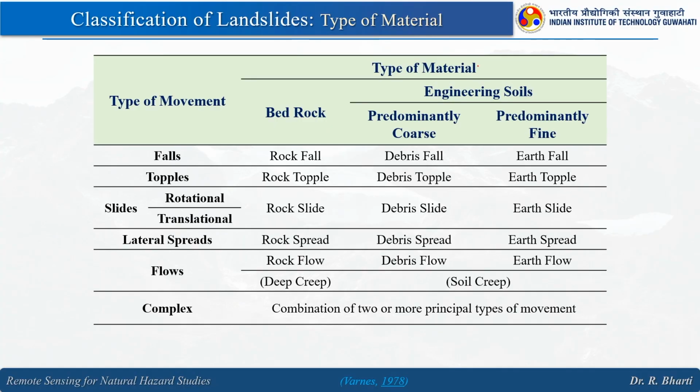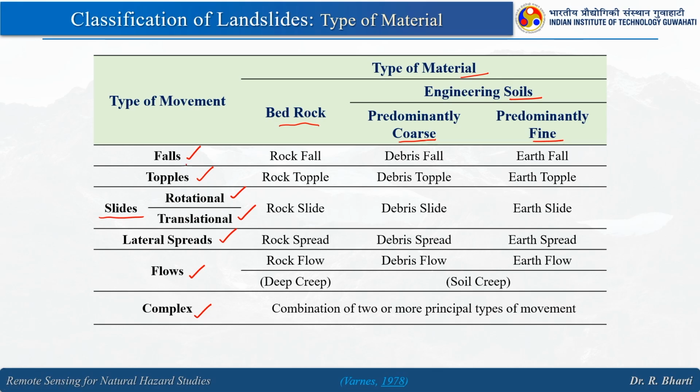Now, we will see classification of landslides based on the type of material. Here you can see the types of material are of two types: the bedrock and the soils, right, and the soils are categorized into coarse and fine. Now, here the types of movement we have are fall, topple, then slides which are classified into rotational and translational, then lateral spread, then flows, and then complex, which is the combination of 1, 2 or 3 different types of landslides.